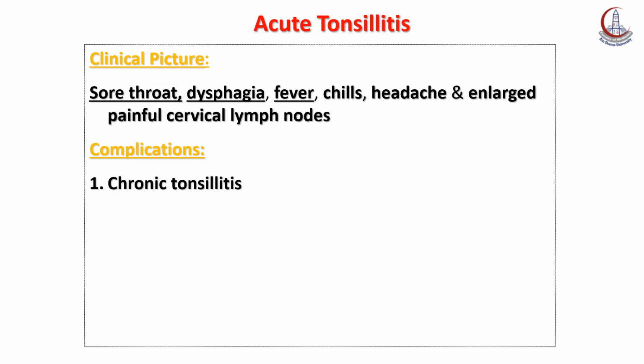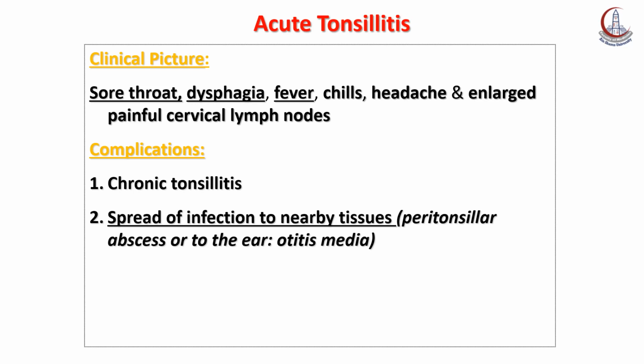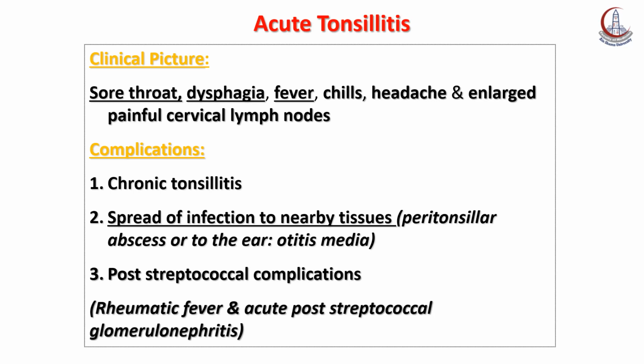الكومبليكيشن في حالة الأكيوت تونسيلايتس ممكن تتحول لكرونيك تونسيلايتس لو ما تعالجش. ممكن يحصل spread of infection to the nearby tissue like the ear، فهيحصل otitis media or in the peritonsillar area leading to formation of abscess. ممكن يحصل post streptococcal complication زي الروماتيك فيفر أو الأكيوت post streptococcal glomerulonephritis.